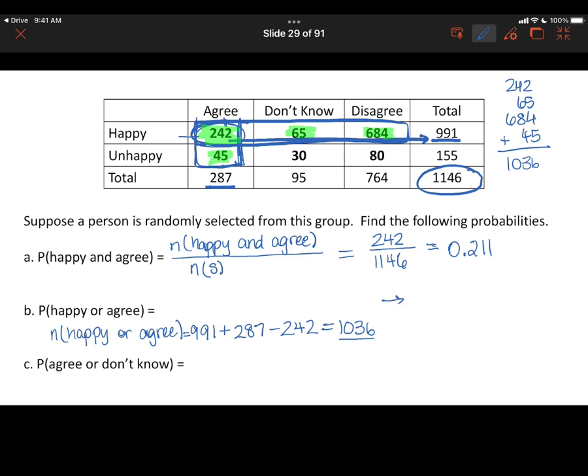So my probability is the number in my event divided by the number in my sample space. In this case, I get 1,036 divided by 1146. I get 0.904.